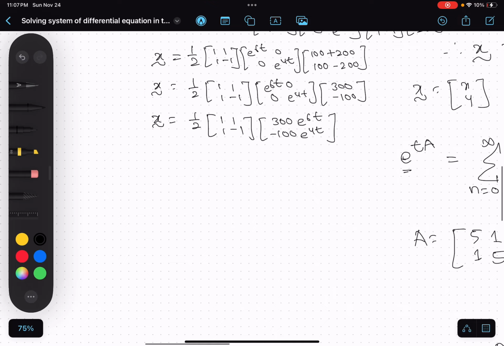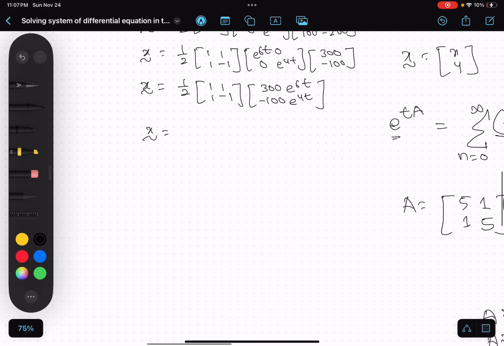Again let me multiply these two matrices again. Half of 300 e to the power 60 minus 100 e to the power 40, 300, yeah, e to the power 60 plus 100 e to the power 40.